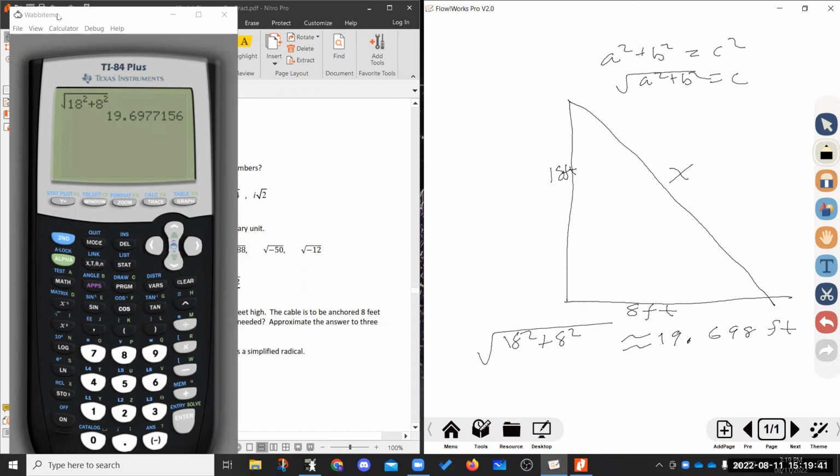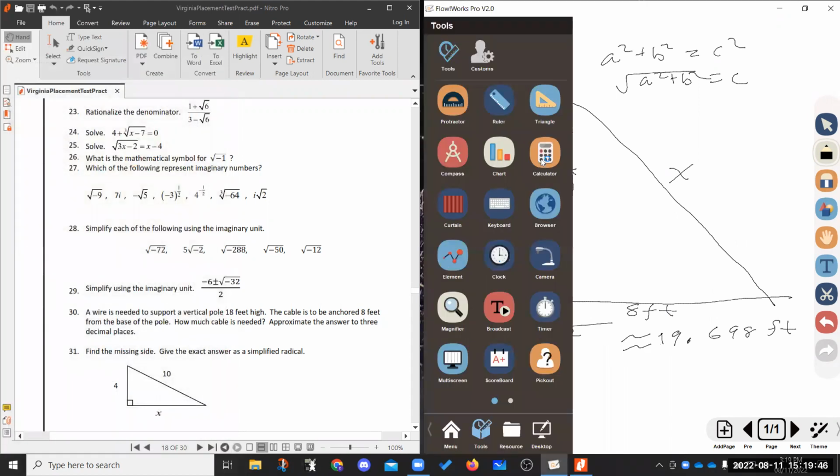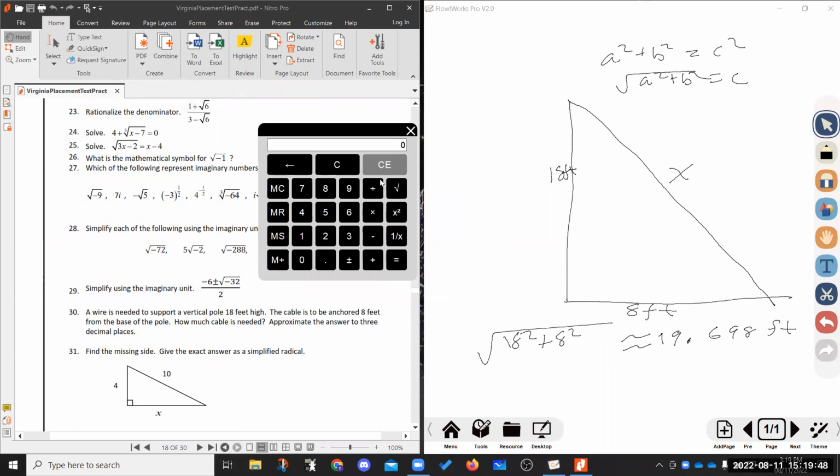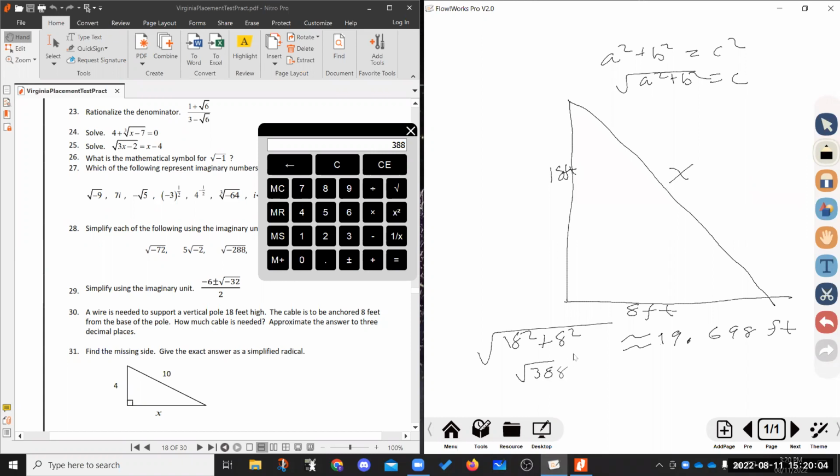Let's go back and show you how to do this with a more basic calculator, in case that's what you have. We're going to have to find 18 squared plus 8 squared, which is equal to 388. So we need the square root of 388. And take the square root of that, and that's where we get 19.698, right?